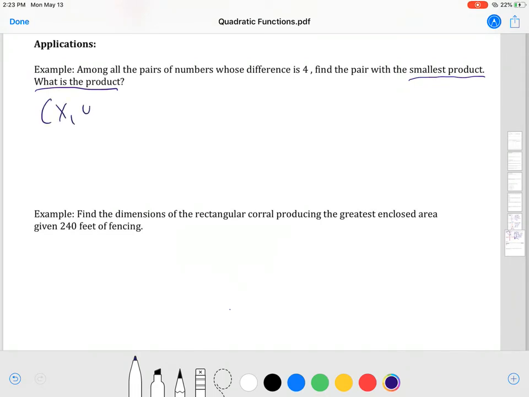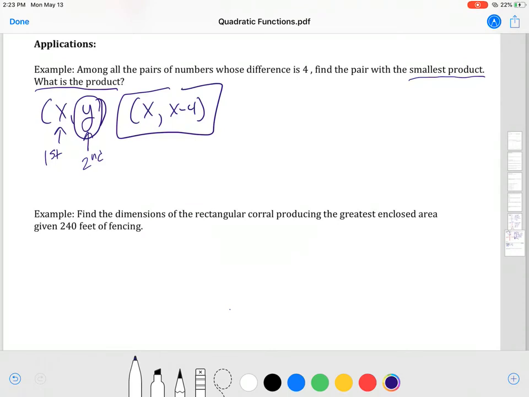So if we think of our pairs of numbers as ordered pairs, think of x as the first number and y as the second number. But y is going to be specifically, remember, a difference of 4 from x. So I'm going to rewrite this so I have everything in terms of x. y is going to be x minus 4 because it's a difference of 4 from x. So here's all of my pairs. Now it says if I multiply those pairs, I want to find what the smallest product would be.